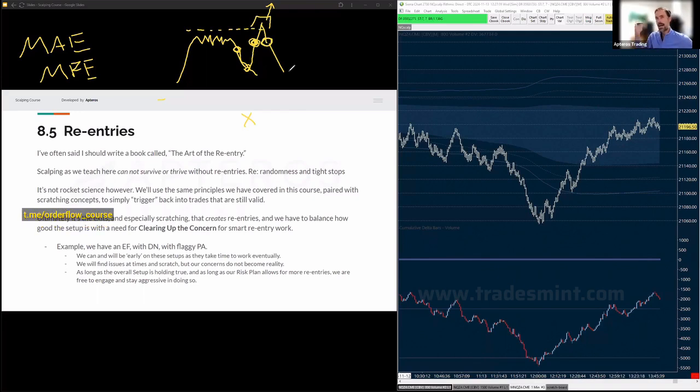And if it sets back up and we see a clearing up of the concern, in this case a very vulnerable region to a stop run, we avoided taking heat on a position. We cost ourselves a commission, and we're still able to take advantage of the ultimate trade idea as long as we're mastering the art of the reentry.